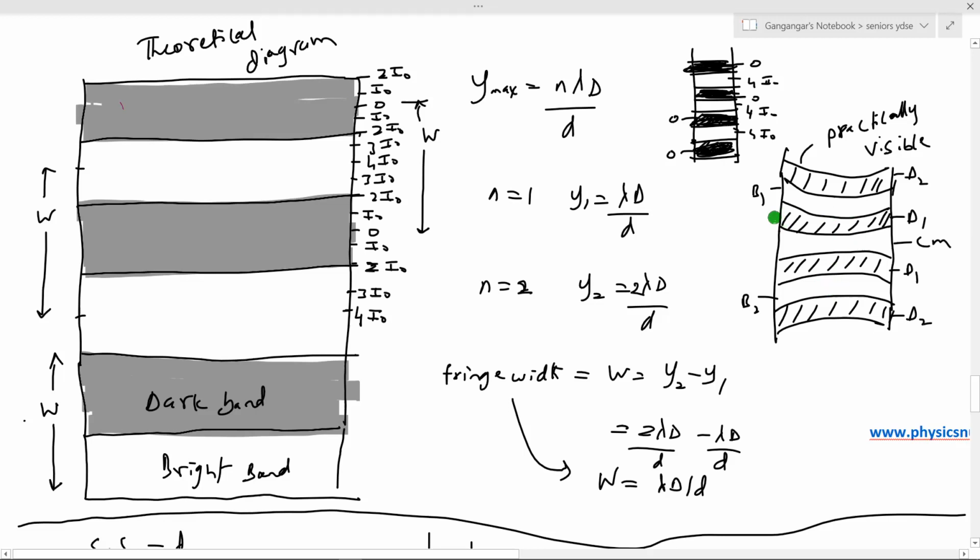Still, the center of this will be 0. The center of the bright band will be 4 I naught. The center of the dark band will be 0. Again, the conditions are the same. Got the idea? So this fringe width is, once again, I'll put it.